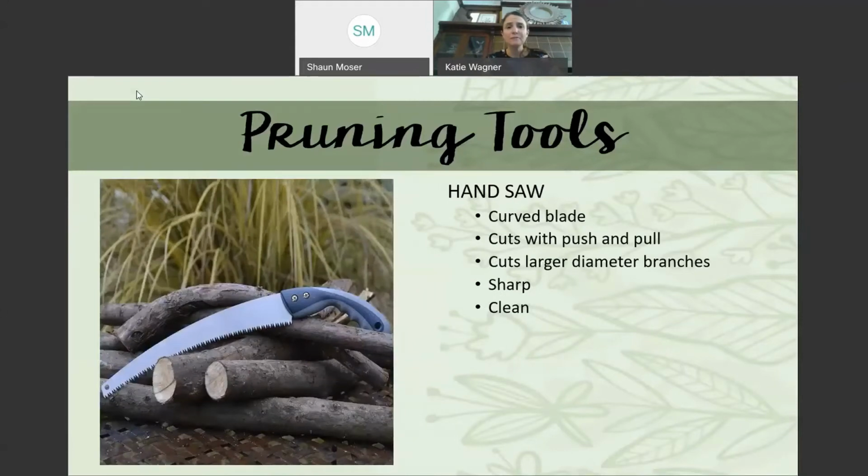Hey, Katie. Yes. We have a couple questions that have come in, if you're okay for those. Okay. Do you have any brand or model recommendation on the bypass pruners? Maybe one. I don't, but you get what you pay for. So get a good pair. Splurge a little bit, spend a little bit more on them, and get a good pair. But I don't have a specific brand or model. Okay. There are a lot of good ones out there.